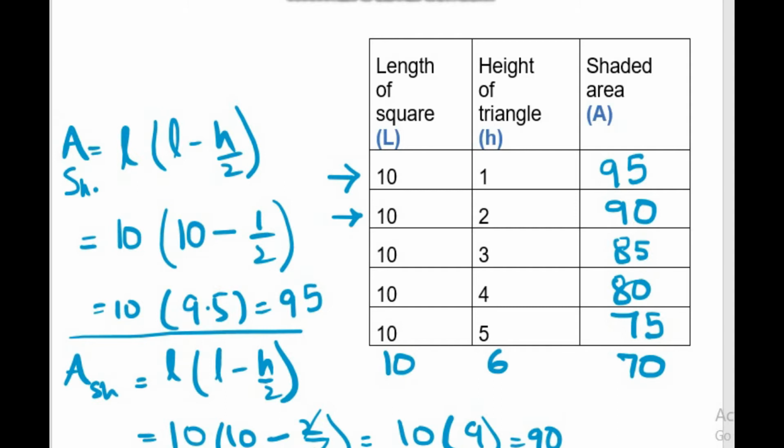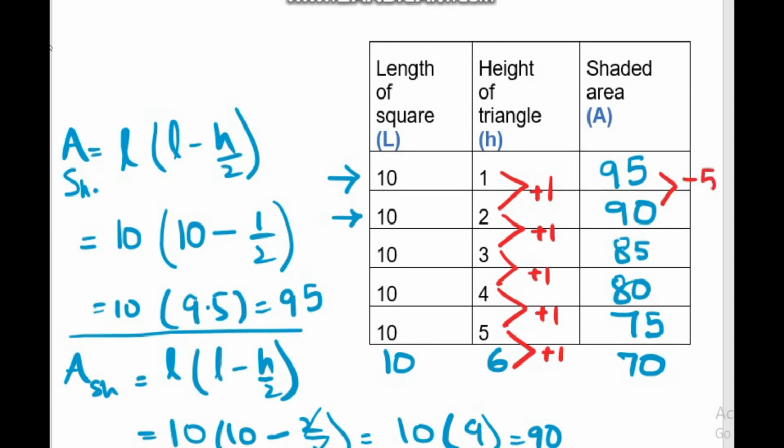Now let's study this picture. What does this picture say? Length is constant, so we're not looking at it. Height is increasing by 1 each time. You can clearly see that with this increase of 1 unit in the height, the shaded area is being decreased by 5 each time.